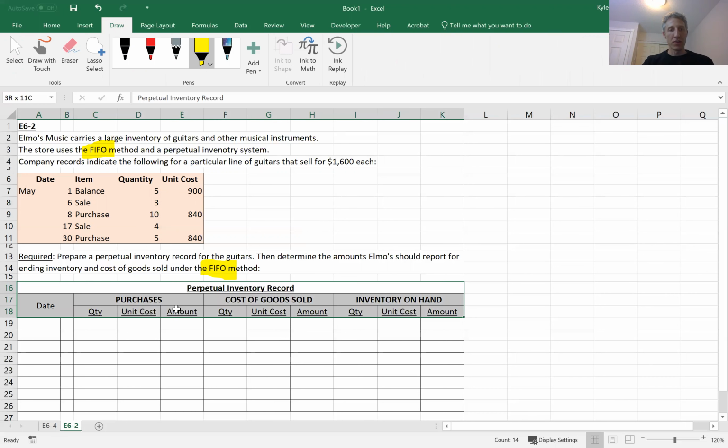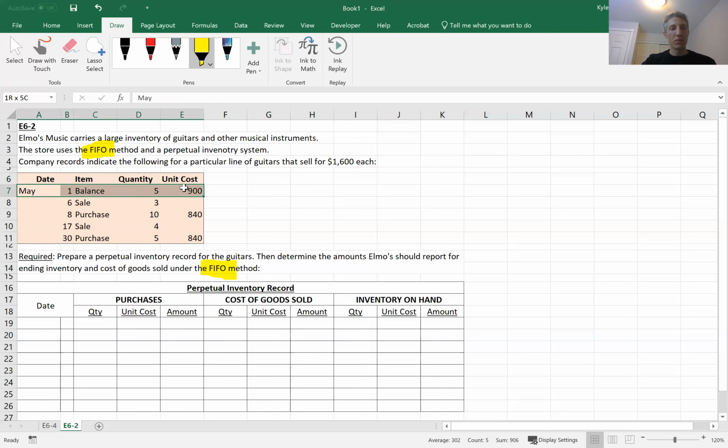Now we're given a schedule here near the bottom of the screen. In this schedule, there are three broad columns: purchases, cost of goods sold, and inventory on hand. Inventory on hand is what we currently have in our storage room or our warehouse as of a specific date, so that's going to be our balance sheet value. The cost of goods sold column is what we're going to use to calculate the journal entry amount, debiting cost of goods sold and crediting inventory. And whenever we acquire inventory, it will be located within the purchases column.